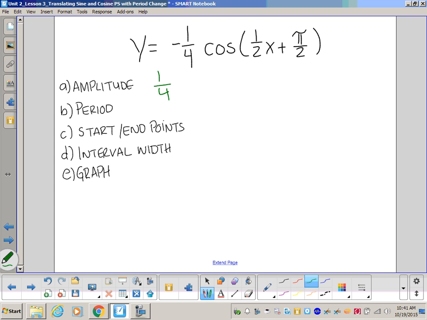And we'll break a little bit of the rules and call it -1/4, because that's going to tell us what to multiply by when we're finding our y values.